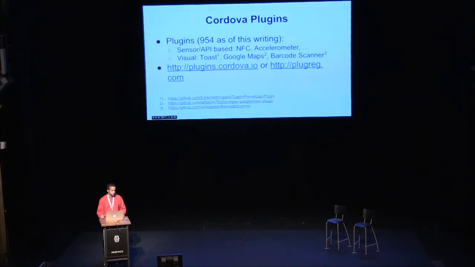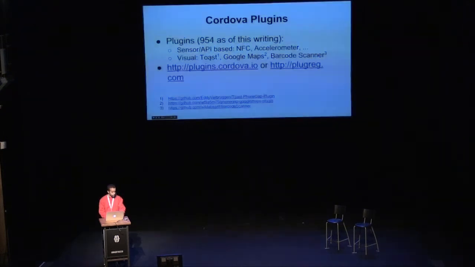Right now there are, I think, 22 or 23 official Cordova/PhoneGap plugins, but there's 954 community plugins when I did the slides, and they do pretty much everything. There are plugins for NFC, acceleration, but there are also visual ones, like a Google Maps plugin, or a plugin like Toast, for example, to display messages on Android. So they can be either sensor based or very rich visually.